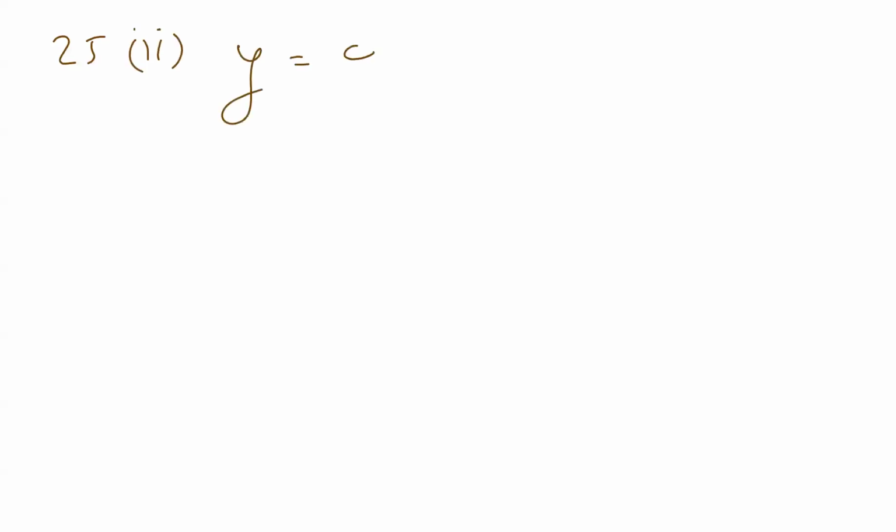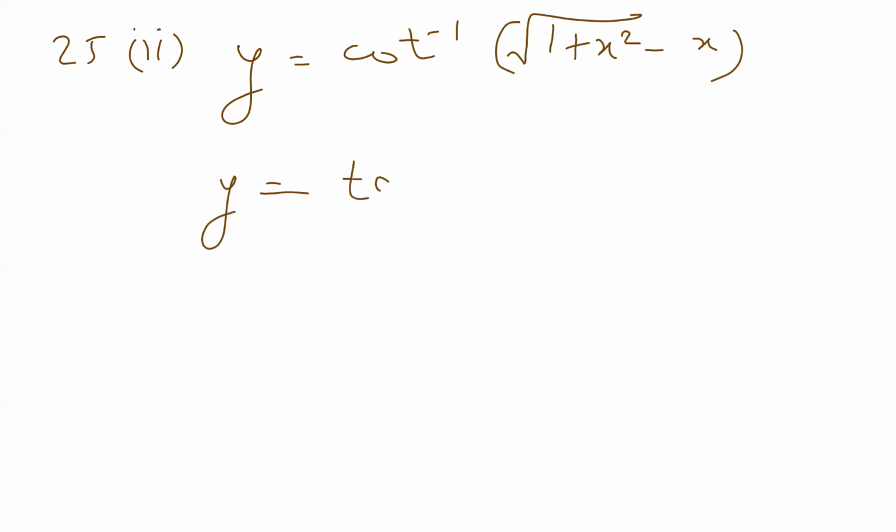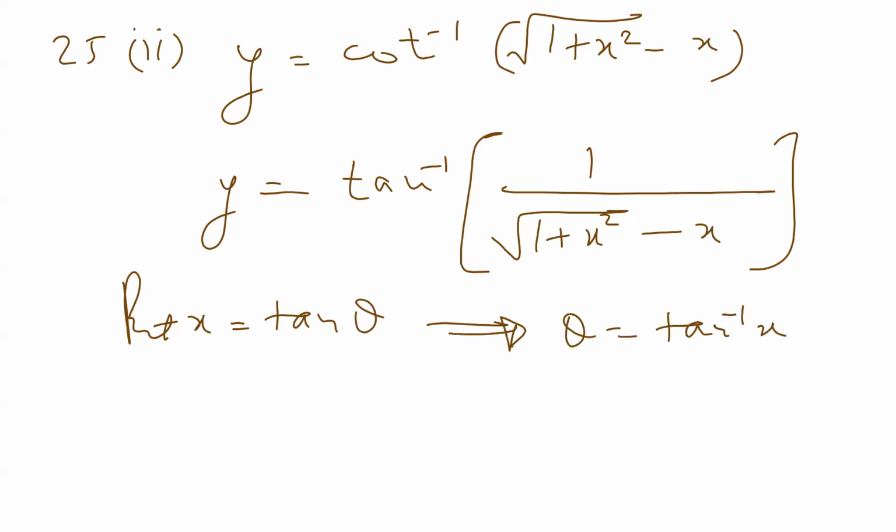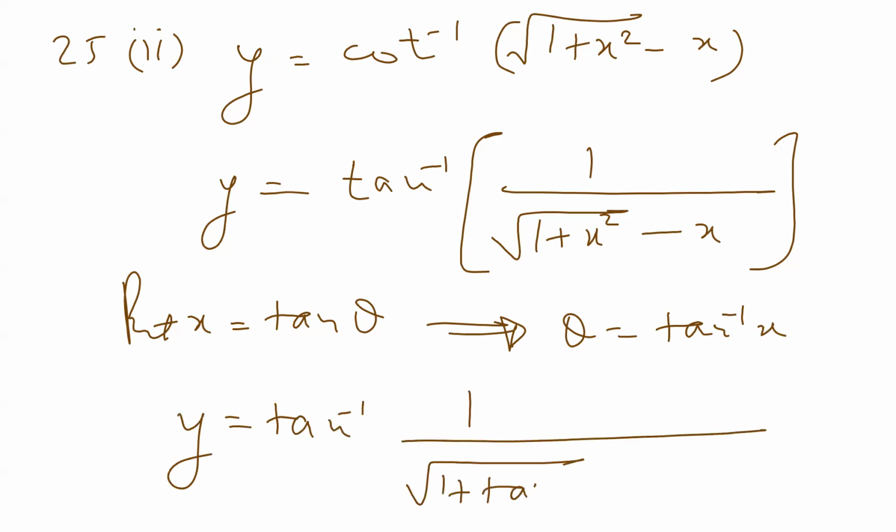Okay, y is equal to cot inverse of root of (1 plus x square) minus x. Okay, don't play with cot, play with tan. So this is tan inverse of, take the reciprocal of the bracket, so the term moves to the denominator. Now this is plus x square. What we'll do is put x is equal to tan theta. If it is minus x square, we'll put x is sin theta or cos theta. So this gives me what? Theta is equal to tan inverse of x. So y is equal to tan inverse of 1 upon root of (1 plus tan square theta) minus tan theta.